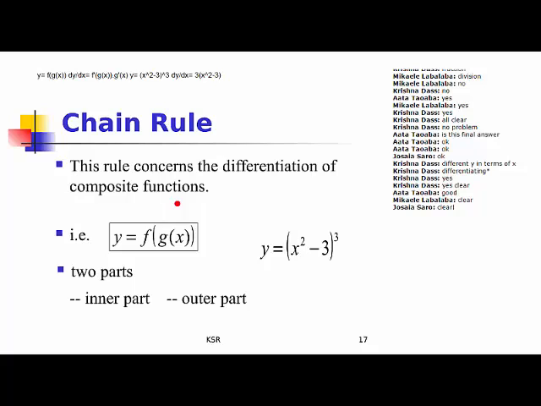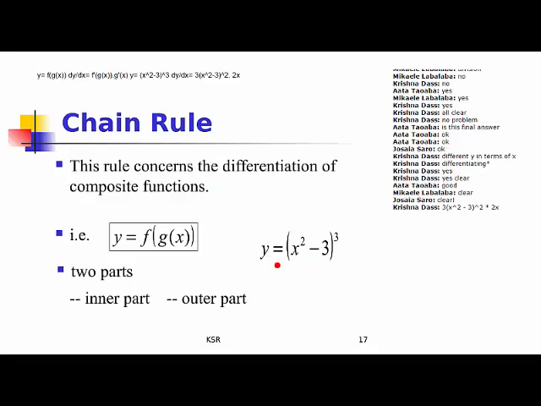And I will have the power 2 outside because it will be 3 minus 1 here. Now I multiply that by the derivative of the inner function. If I differentiate x squared minus 3, I should get 2x. That's your answer. Is this clear how I solved? Good. Yes, the answer is correct. Krishna.